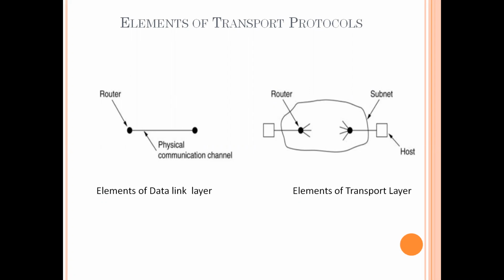It provides the same functions, but figure 1 represents the data link layer, which shows the physical connection between the two routers. Here, dealing with the connection is easy. The second figure shows the control of flow between two hosts, that is, between two subnets or routers, and various connections. This becomes somewhat tricky.